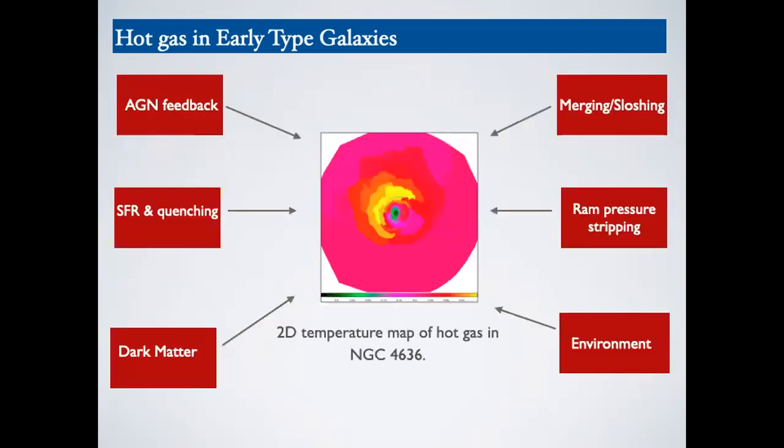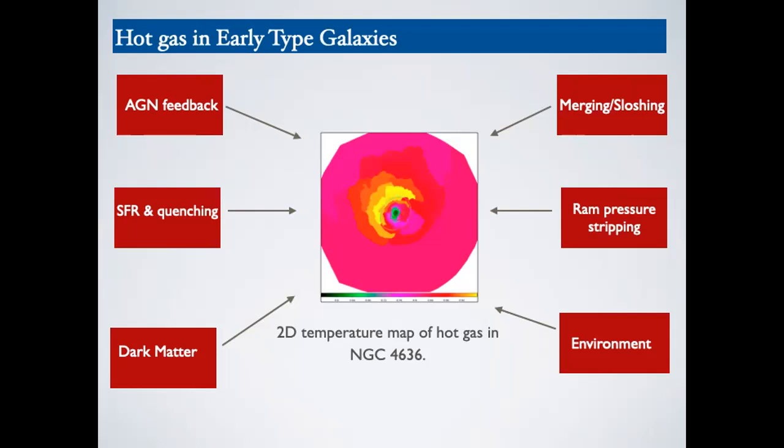All right. So the temperature distribution of hot gas in an elliptical galaxy contains a lot of information about the astrophysical processes that have impacted its formation and evolution. For example, AGN feedback is a very important process that impacts the formation and distribution of the gas. But then you also have a host of other processes. For example, if this galaxy had undergone a merging event in the past, this hot gas also retains information of that. I'll show you some examples of that.